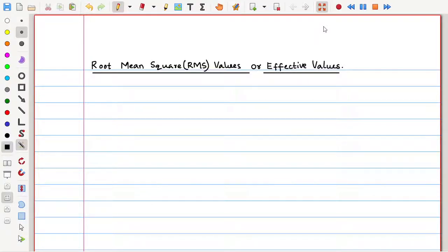Alright. So in this lecture, we will discuss the RMS values, or they can also be called effective values. So prior to this, let me show what we had seen in the last session, a review of the last session.